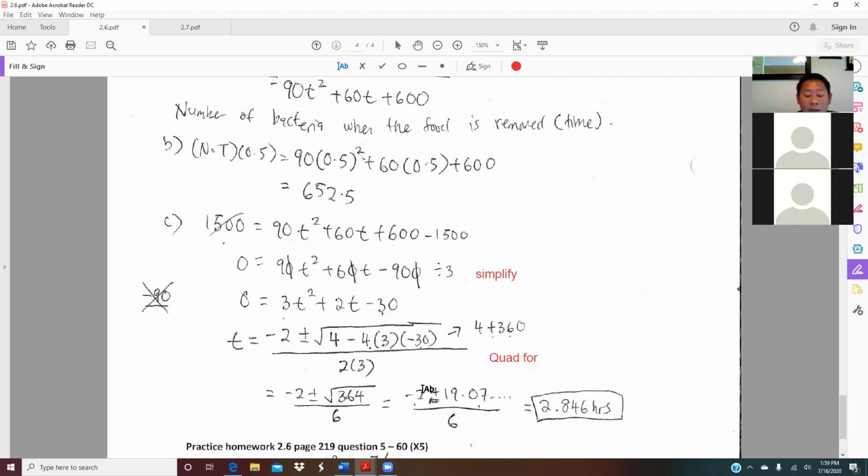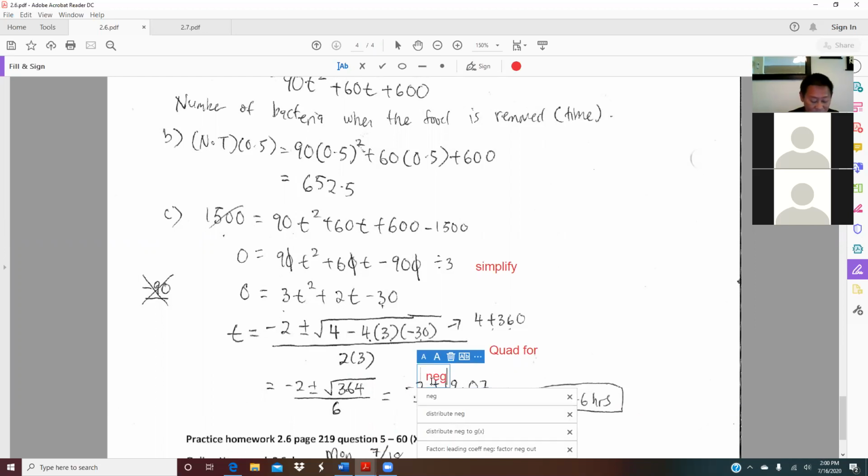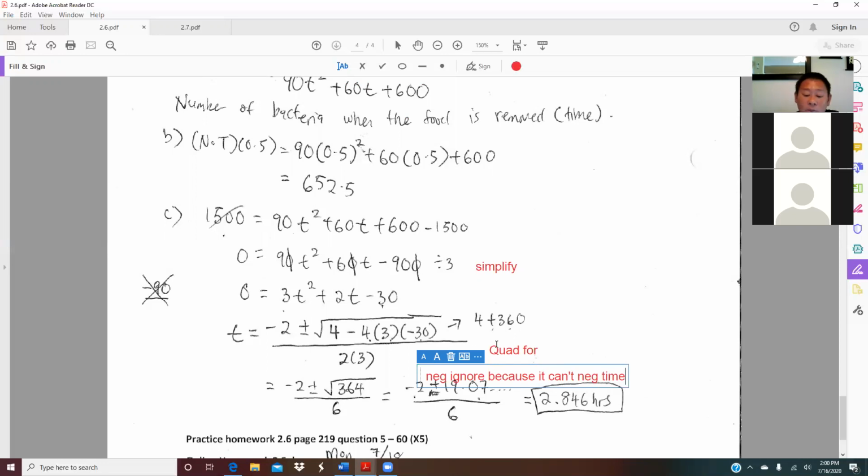And don't forget that when you use the quadratic formula, you find out that the negative solution you can ignore, because you can't have negative time. That's the reason why, when you do this kind of homework, you only take the positive. So it's (−2 + 19.07) over 6, which is the square root of 364 over 6. The negative is ignored because you cannot have a negative time in this case.